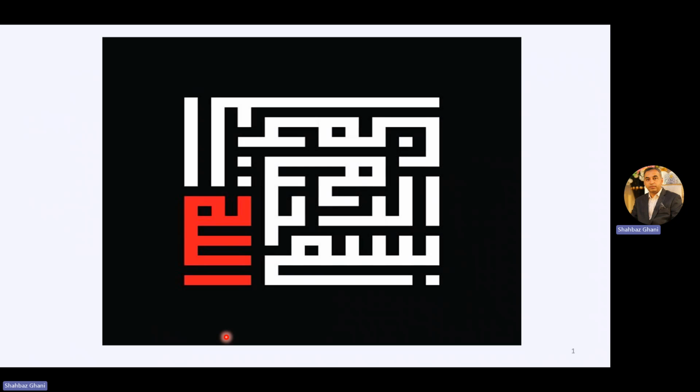Bismillahirrahmanirrahim. Today we will cover the second part of our chapter 6, that is the suspension system. We are talking about the suspension system.